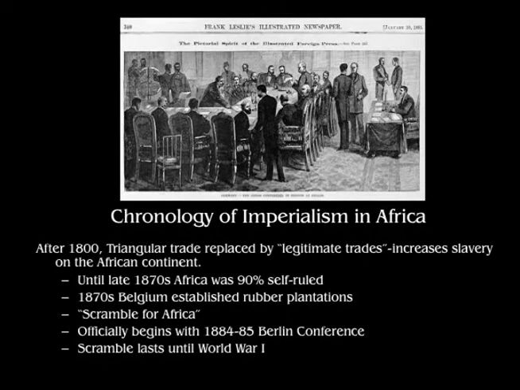So the next slide will show you the chronology of imperialism. What we have is a trickling out of the transatlantic slave trade. So we start to get different European powers making it illegal in the 1790s and the early 1800s. But what replaces what'll become illegal trade in slaves across the Atlantic is what I have to put in quotes as legitimate trades, because these so-called legitimate trades actually increase slavery on the African continent.